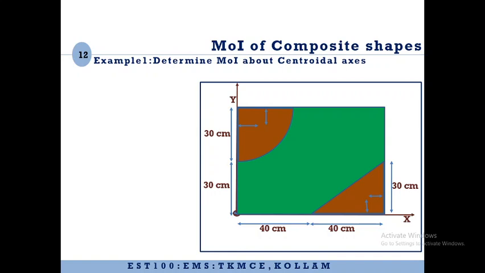Now step number 1 will be we have to divide the complex shape into various simple shapes. So shape number 1 will be this rectangle. This whole rectangle will be taken as shape number 1, and let G1 represent its centroid. Similarly, shape number 2 will be this quarter circle, and G2 represents the centroid of the quarter circle. Similarly, shape number 3 will be this triangle, and G3 represents the centroid of the triangle.